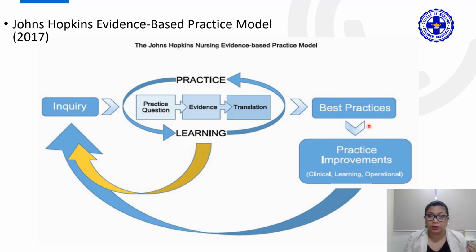And the thing in most hospitals or big healthcare organizations is always looking at how the practice can be improved clinically, the learning outcomes, and in terms of operations. And when you want practice improvement, you may find some problems again and questions, and then you would go back to inquiry again. So it's kind of a cycle. So this is the Johns Hopkins evidence-based practice model.